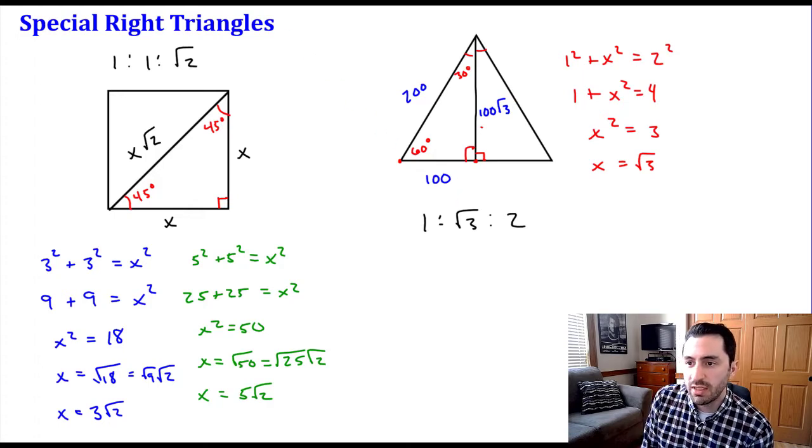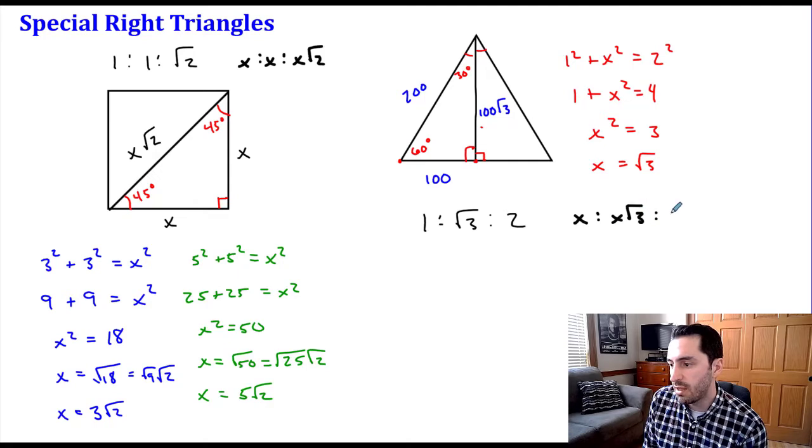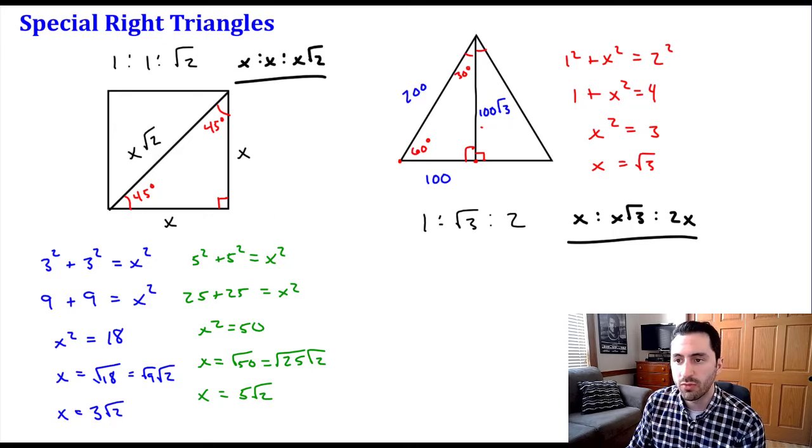So we can write these down in variables. So for our 45, 45, 90, it's a ratio of x to x times the square root of 2. And then for our 30, 60, 90, we have x, x times the square root of 3, and 2x. So that's what makes these special right triangles, because they have this special ratio of their side lengths. So now that I showed you where this comes from, let me just talk through a couple quick examples on how to use this.